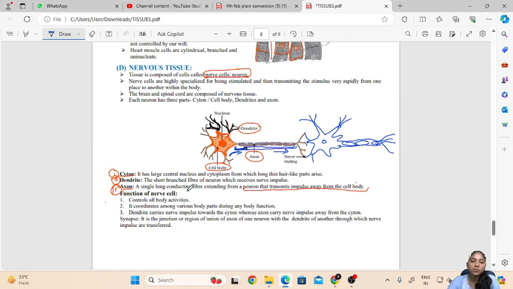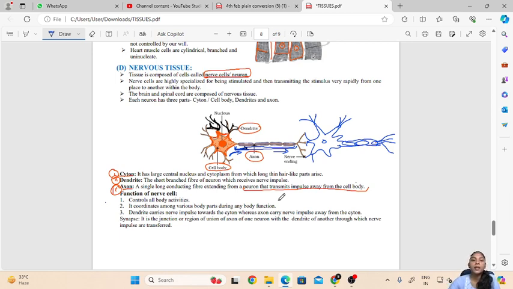Let us see the function of nerve cells. Now it controls all the body activities, as everything, the movement or our reflexes or actions are based on these nerve impulses, and so all the body activities are controlled by this nerve system or the neurons. Then it coordinates among various body parts during any body function. These neurons coordinate among the various body parts or body organs during body function.